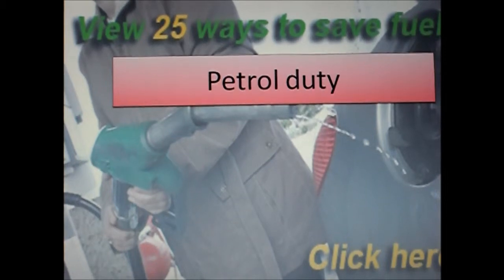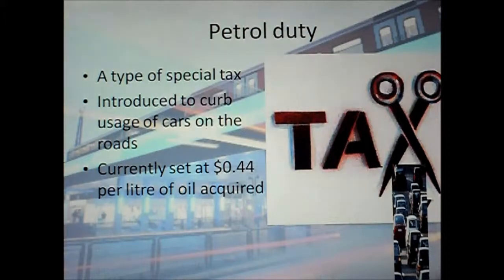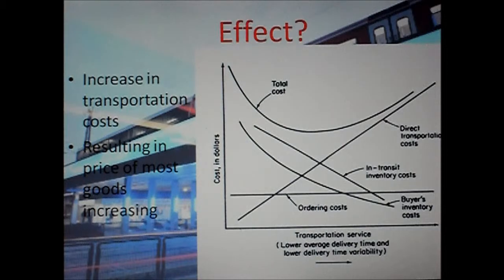Petrol duty is a special tax that the Singapore government has introduced for two main purposes. Firstly, it is to discourage fuel consumption in cars, and secondly, it is to discourage excessive use of vehicles on the roads that contributes to road congestion problems and pollution. Hence, economically, this form of tax allows the government to collect extra revenue. It utilizes the idea of a pay-as-you-use principle, where currently it is set at 44 cents per litre of oil acquired.